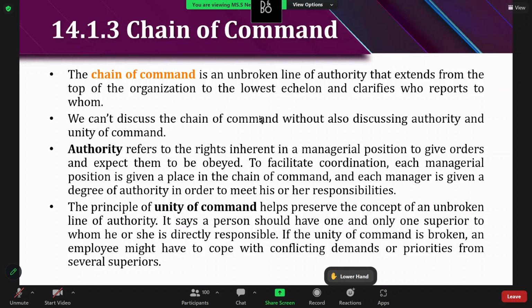In order to eliminate that kind of confusion, the concept of unity of command needs to be maintained. That means an employee or an individual should have only one superior to whom he or she is expected to report, to whom he or she is directly responsible. Other people at the top level, obviously, he is responsible to them as well, but not directly. If the unity of command is broken, an employee might have to cope with conflicting demands or priorities from several supervisors. So this is the third element of organizational structure.